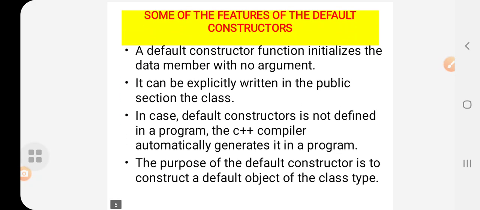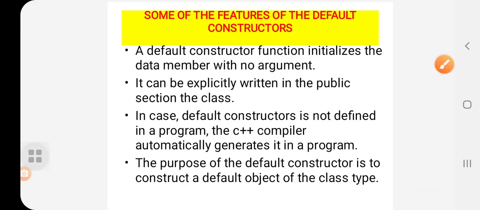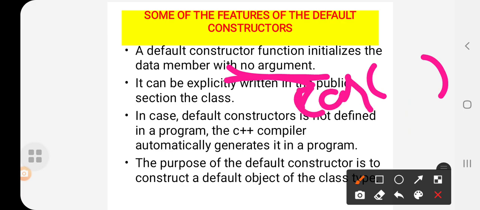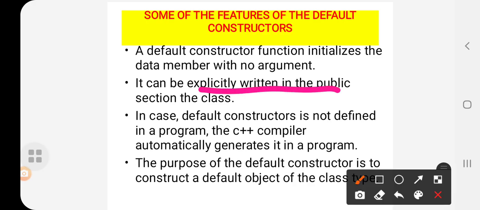What are the characteristics of a zero parameterized constructor? It should not have any arguments to be passed. For example, I'll give car as a constructor, and here nothing should be passed. Here there should be zero. So that is called a zero parameterized constructor. It is explicitly written in the public section of a class, not implicitly.